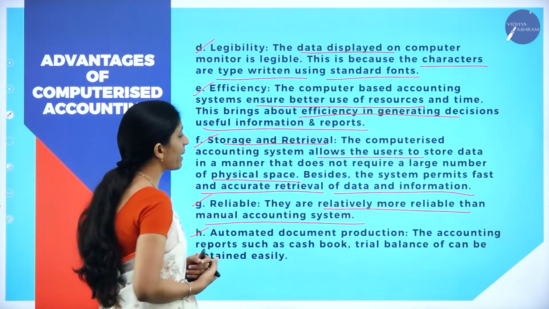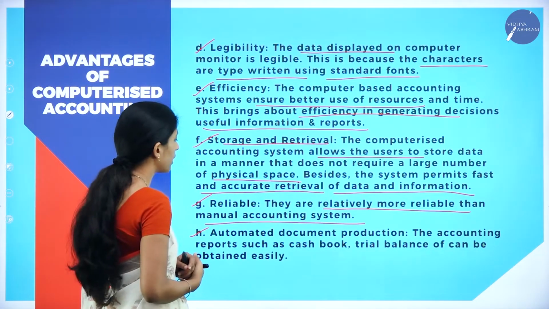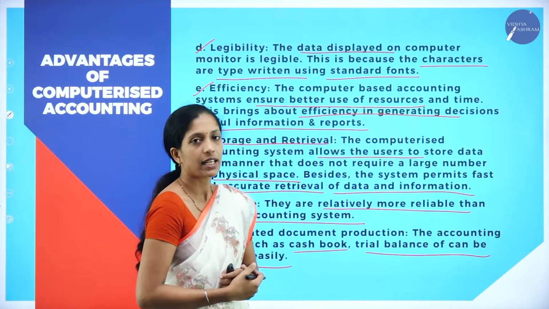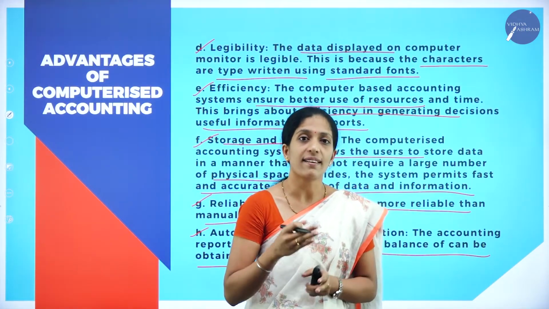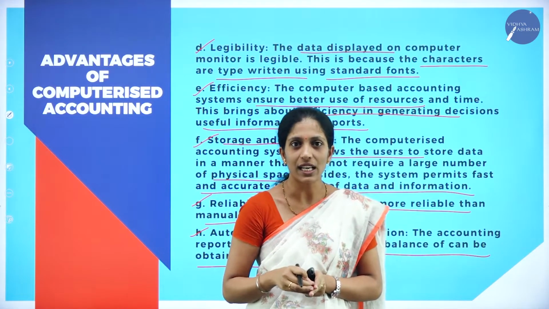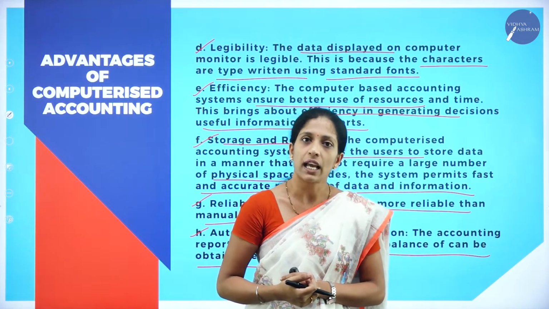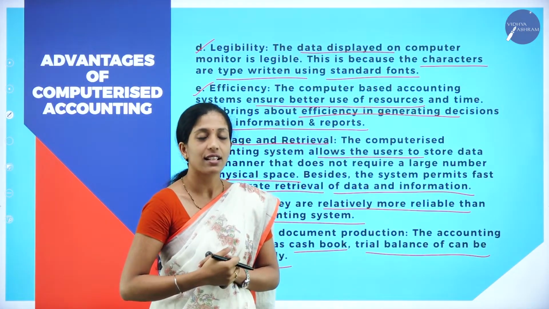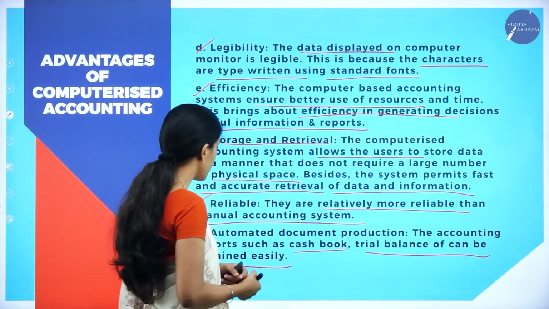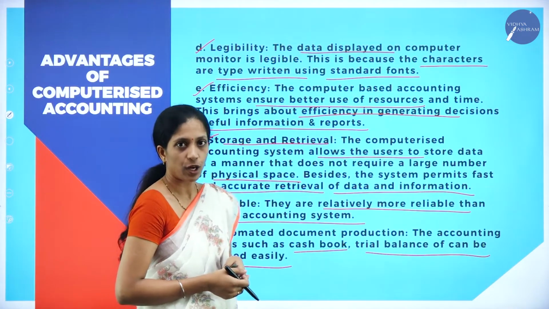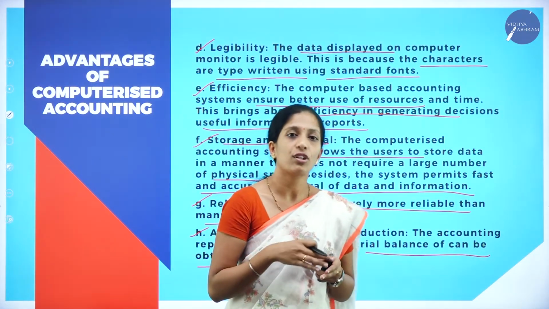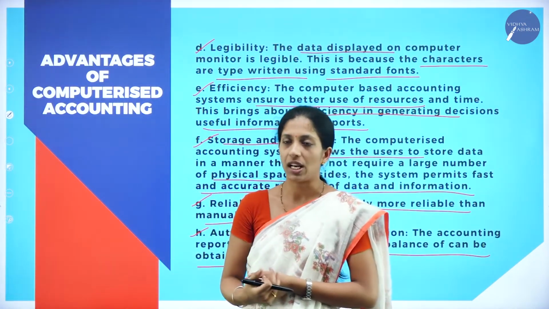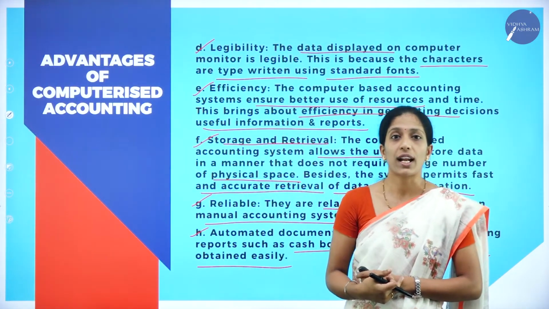And the next one is automated document production. So the accounting reports such as cash book, trial balance can be obtained very easily. So as I have told you, for the easy reference of the user, this is done very easily. That is, computerized accounting system can be easily followed. That is, they can search or refer the information very easily when compared to manual accounting system. That is, automated document production. So automatically each and every document will be stored in that particular system where the easy reference can also be made. So these are the few advantages of computerized accounting system.